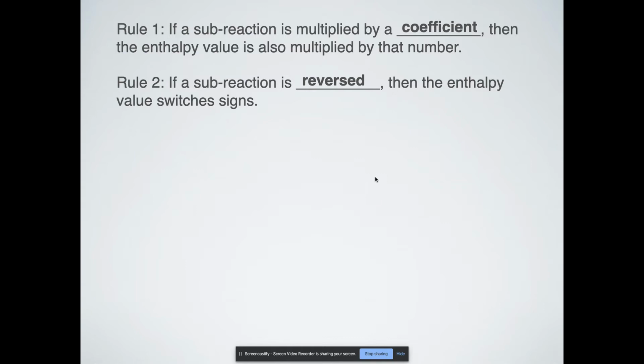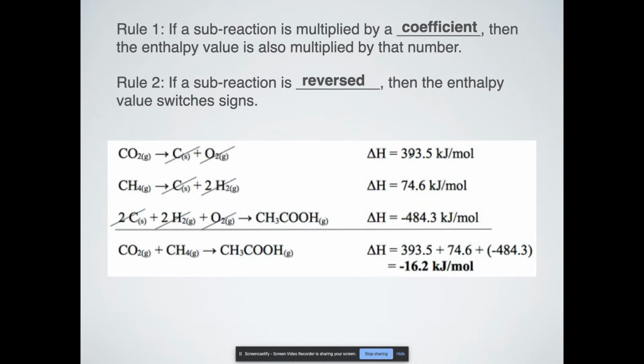What if instead I started with this one thing and was breaking it apart into the two original substances? If I do that, what I do is I switch the sign. So if it was a positive 50 kilojoules, I would then change it to a negative 50 kilojoules because I'm doing the opposite process.